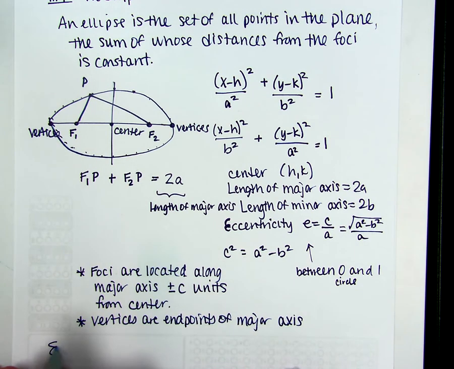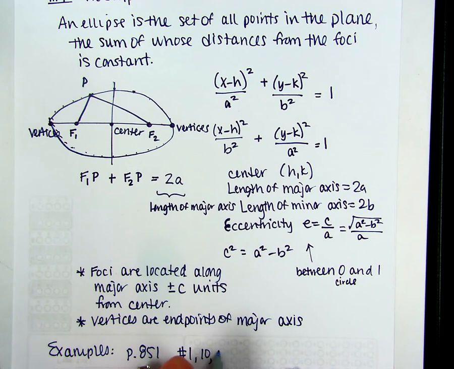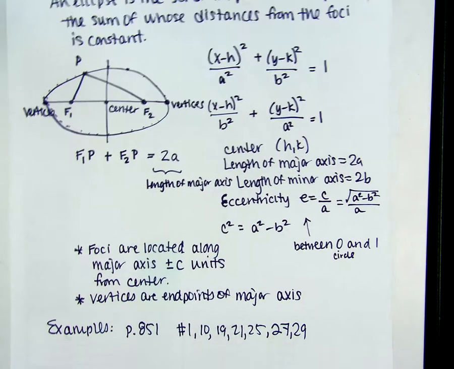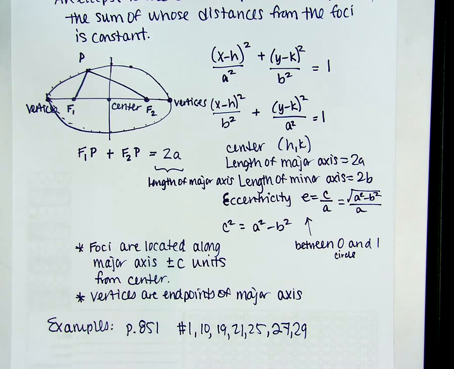All right, so we're going to do a few examples. They're going to be on page 851, and it's number 1, 10, 19, 21, 25, 27, and 29. All right, so some of the questions just ask you to graph. Some of them will ask you to just identify where the focal points are, the center, the vertices. It just all depends on the problem. All right, so make sure that you read the directions. It'll be different for pretty much every problem.